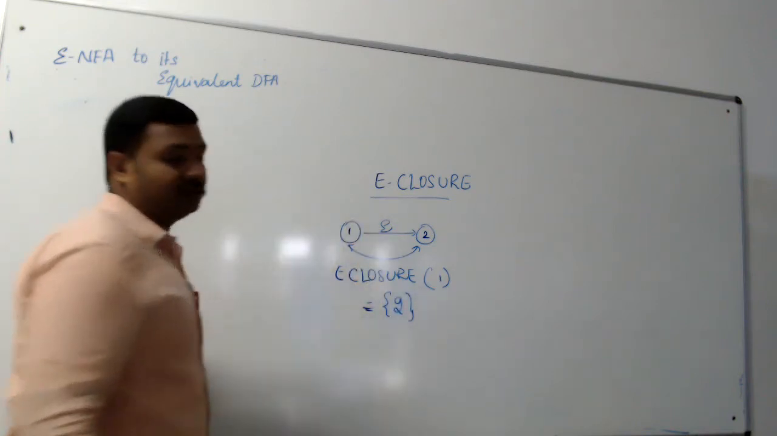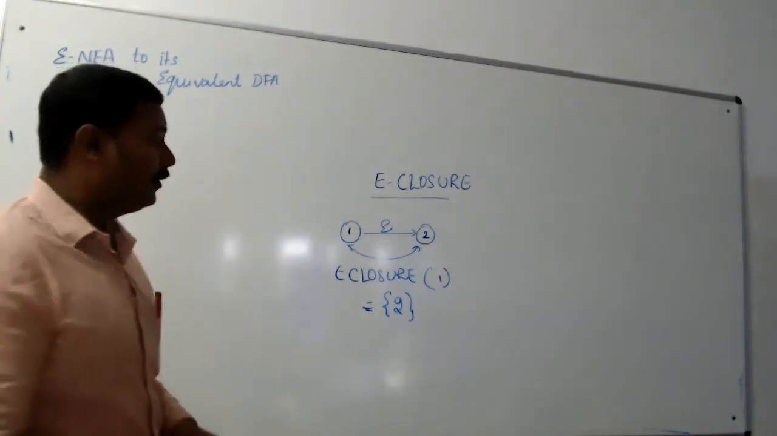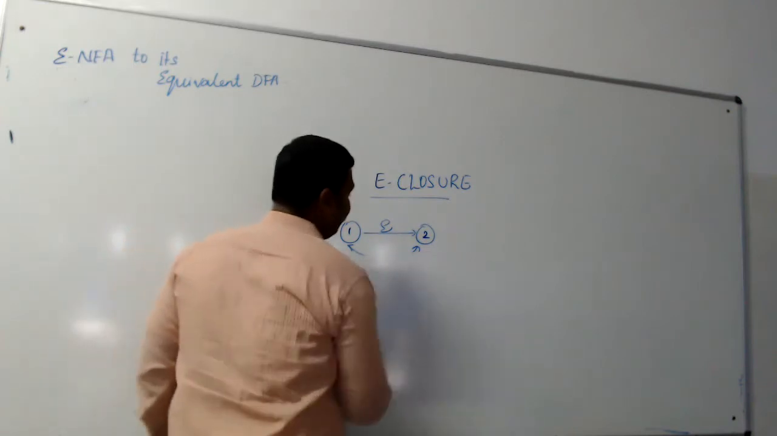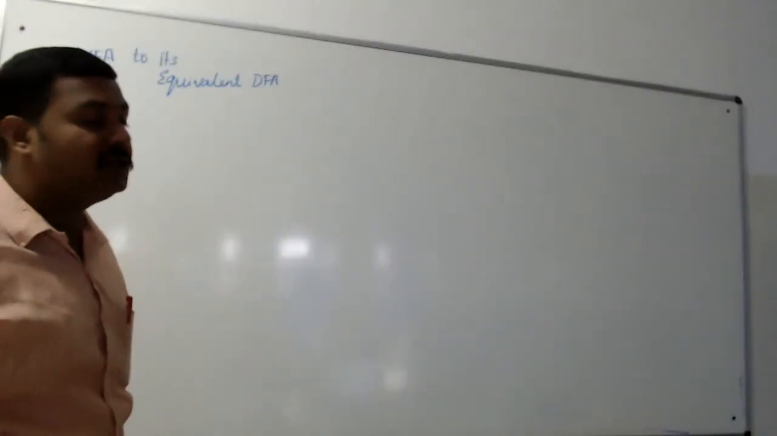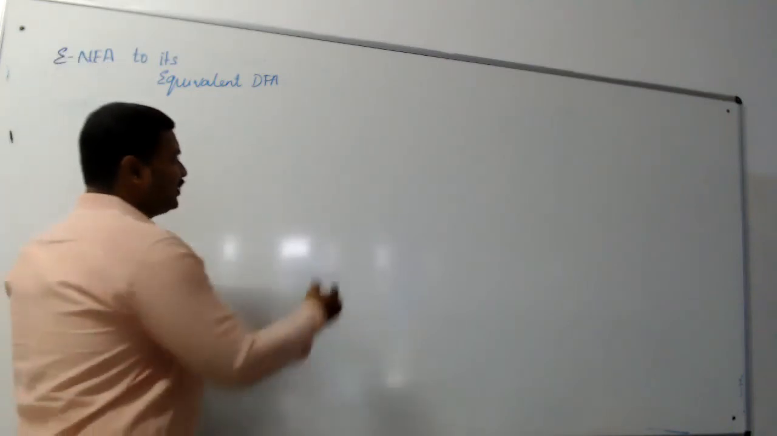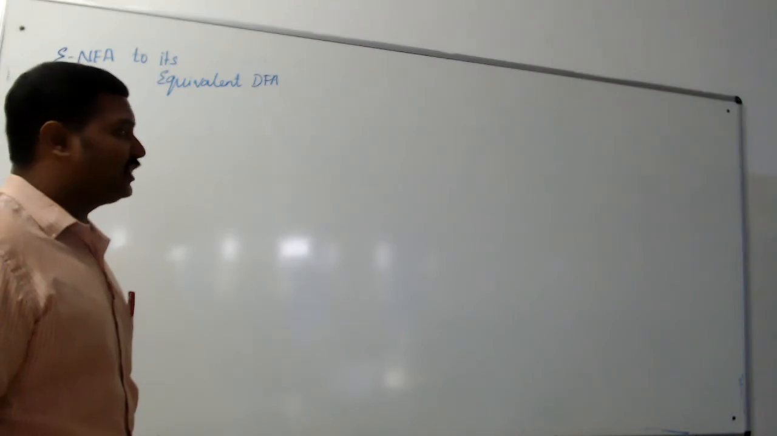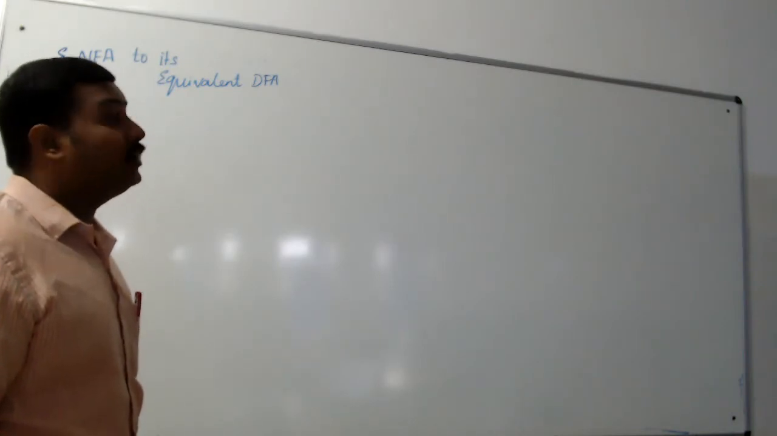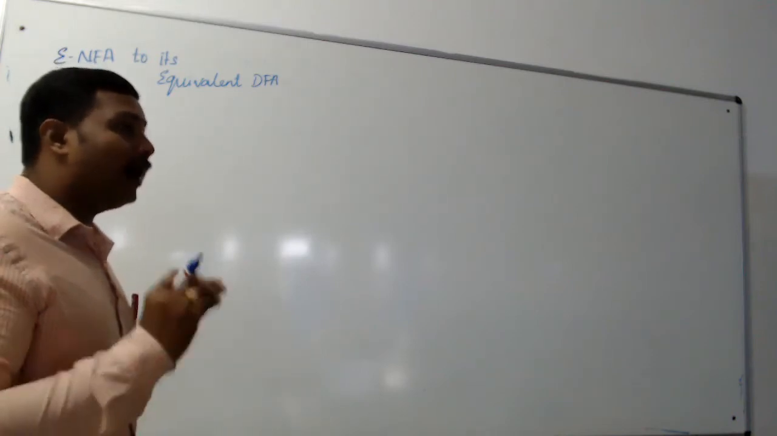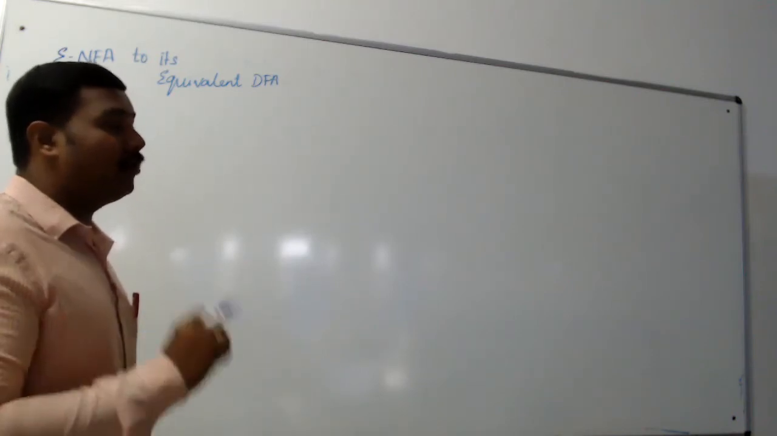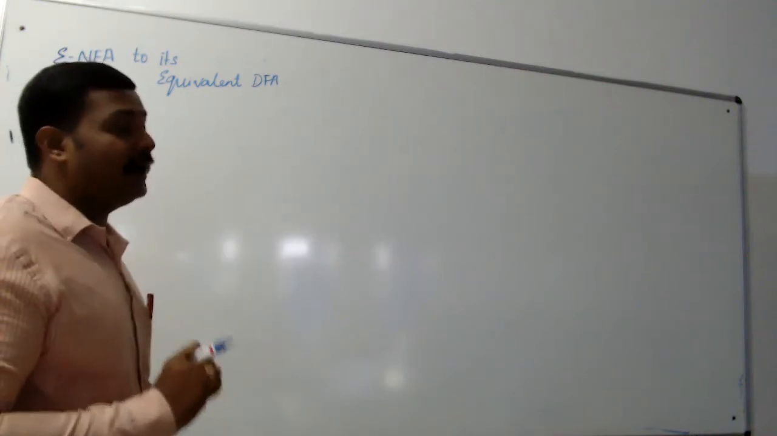In conversion, this concept is very important. So for this, we'll begin with our problem. The rest of the things are very similar to your conversion of NFA to its equivalent DFA. In step 1, you are going to identify the beginning state, the start state. Since we are using an epsilon NFA, we are going to apply the E-closure to the start state.